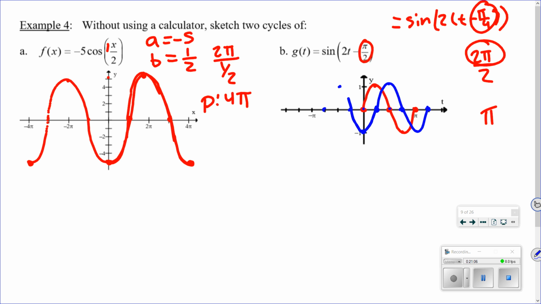Now that looks right. Now I've got 2 cycles of that. So make sure you factor out the 2 before you decide on your horizontal shift. And a lot of times, like we talked about before, with transformations, I would do one step before you do the other one.